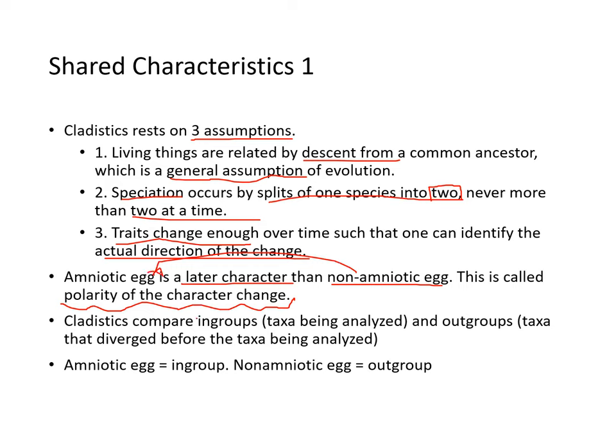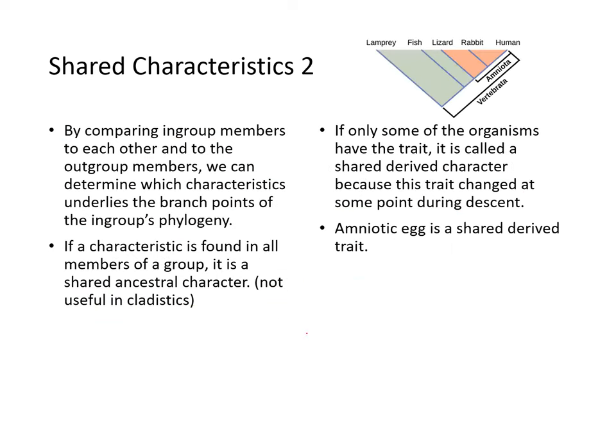So cladistics compares in-groups, the taxa being analyzed, and out-groups, the taxa that diverged before the taxa being analyzed. So the amniotic egg clade is the in-group, and the non-amniotic egg taxa are the out-group. By comparing the in-group members with each other and to the out-group members, we can determine which characteristic underlies the branch point of the in-group's phylogeny.